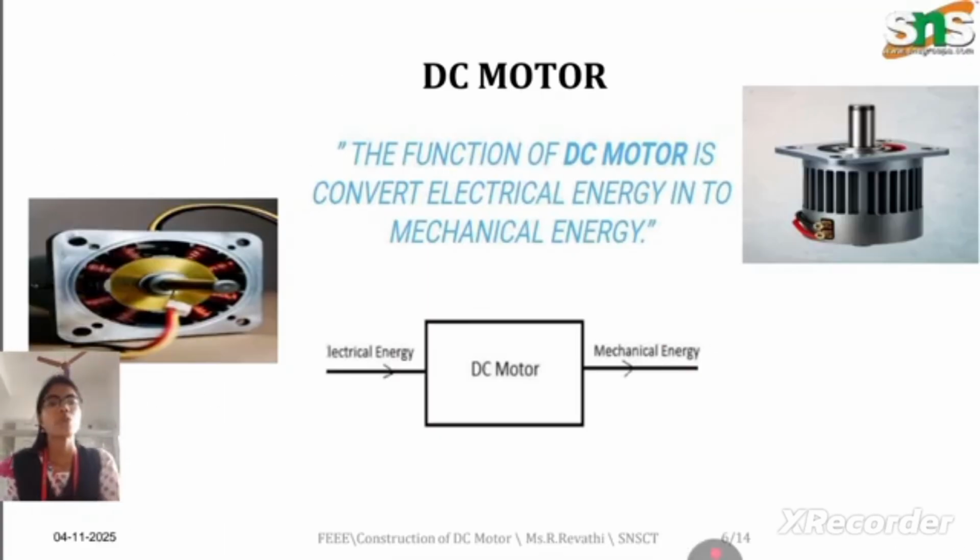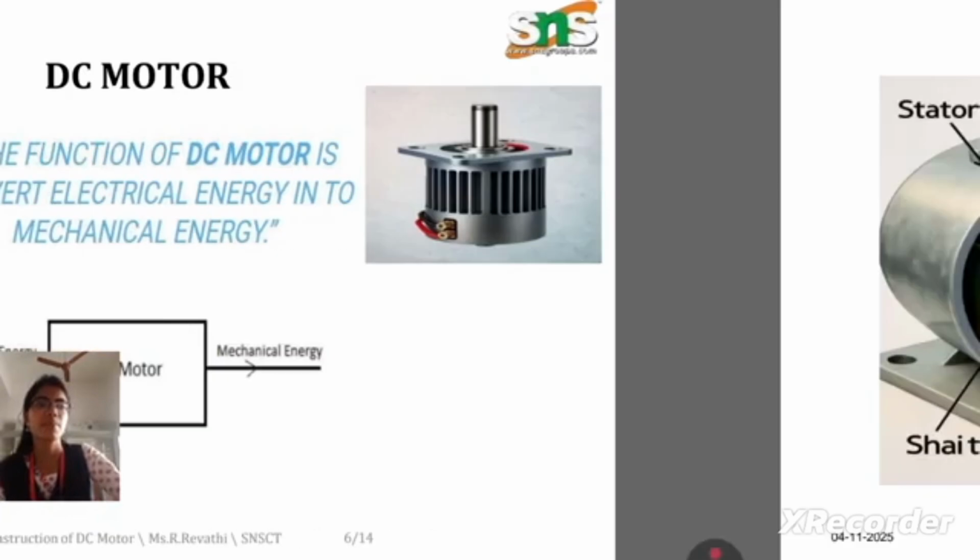So in a DC motor, electrical energy is converted into mechanical energy. For example, if you are giving a 230 volt supply and switching on the fan, it gets a rotational motion, which is basically mechanical energy.